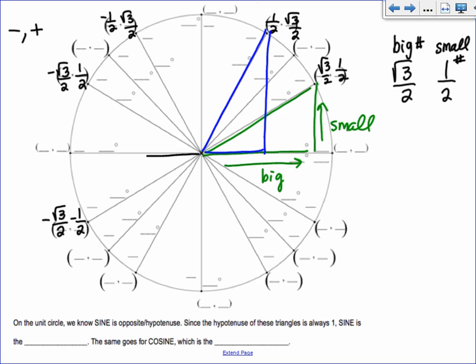So the first one is over a whole bunch, down just a little tiny bit. So it's negative root 3 over 2, negative 1/2. The next one is over a little tiny bit to the left, down a whole bunch, right? So it's negative 1/2, negative root 3 over 2.